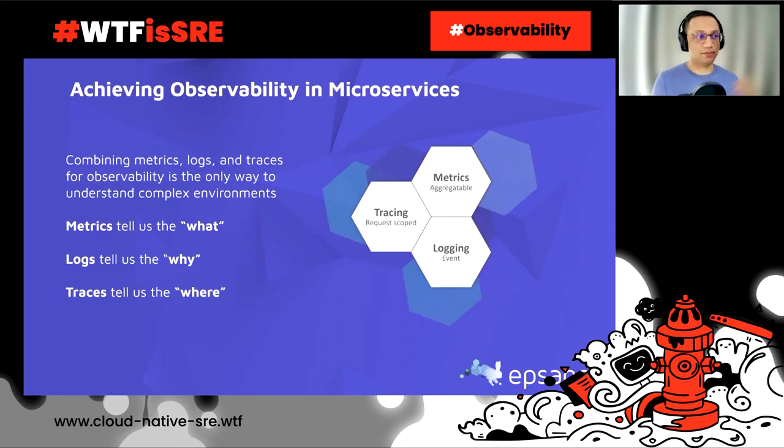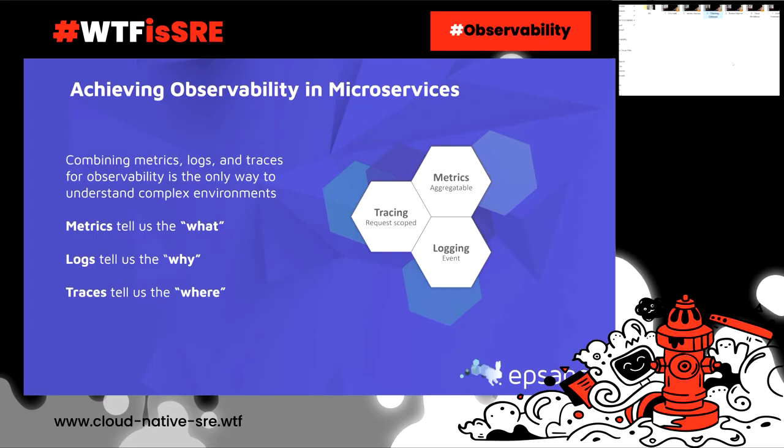Before we talk about observability in microservices, let's just take a step back here and see what observability exactly means. Observability can be thought of as three pillars: metrics, logs, and traces. Metrics tell us what exactly is going on in our system. It may be at the application level or even at the infrastructure level. Logs tell us why something is happening, and traces tell us where exactly it is happening.